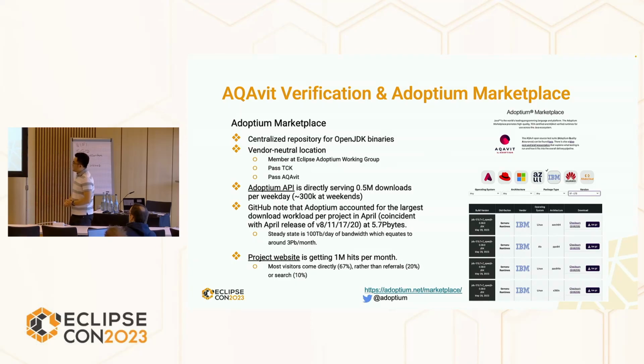The Adoptium API is directly serving about 500,000 downloads per weekday. GitHub notes that Adoptium accounted for the largest download workload per project in April. And the project website is hitting 1 million hits per month.